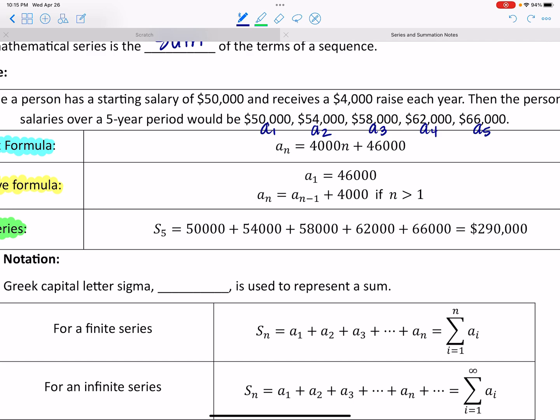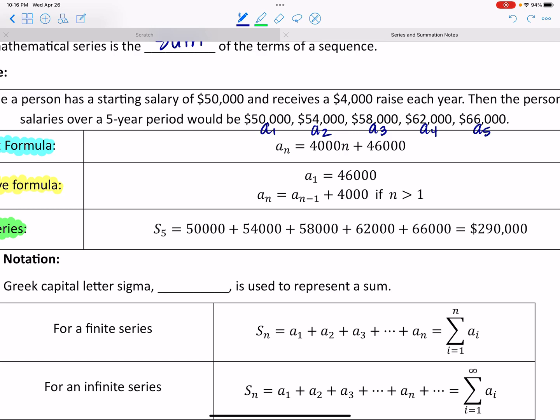So that sum for those 5 terms, the total amount of money this person has made over the 5 years working for this place, is $290,000. Okay? So that's the concept. We have explicit formulas to find any terms. We have recursive formulas to find terms based on previous terms. And now the series, the sum of those terms on that list.